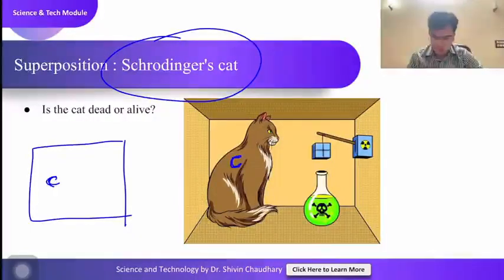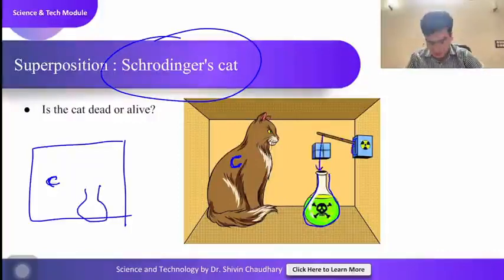Now in this box there is a glass of poison, a vial of poison like this, and यहाँ पे there is this lever जो जैसे ही इस vial के ऊपर गिरेगा ये पूरी vial एकदम से टूट जाएगी and the cat will die. Right, as soon as this thing falls, this poison will break and the cat will die.